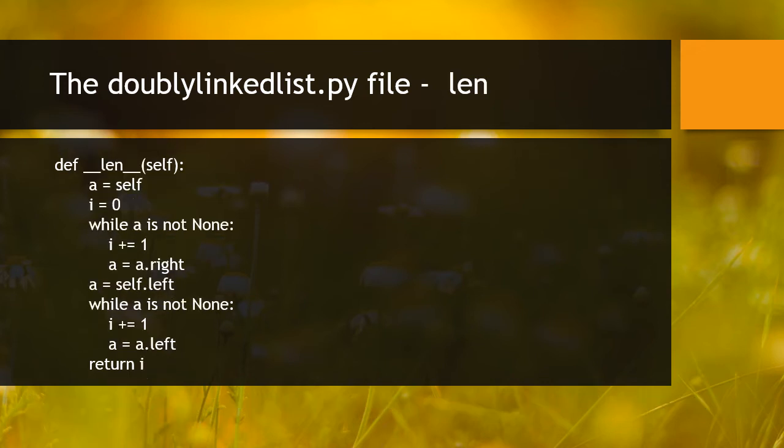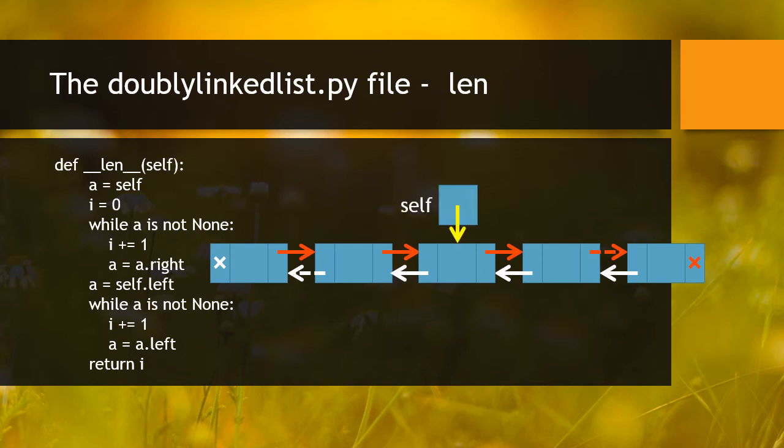Now we implement the len function for the doubly linked list. It takes a pointer to any node in the list. So this is our list. Self points to the middle node. Place A where self is pointing. Take a variable I, initialize it to 0. Run a while loop as long as A is not none. So A is not none. What do? Increment I and advance A towards the right.